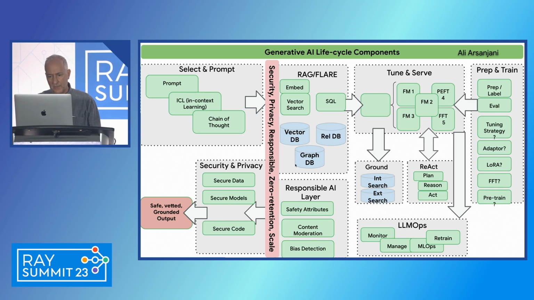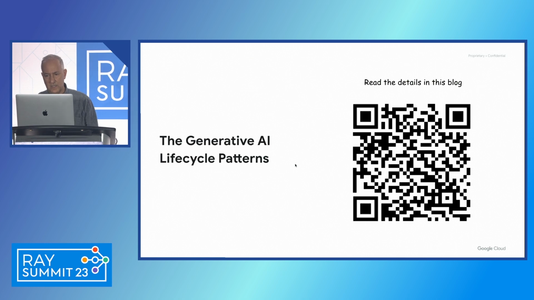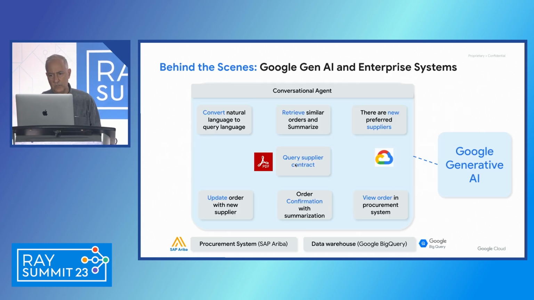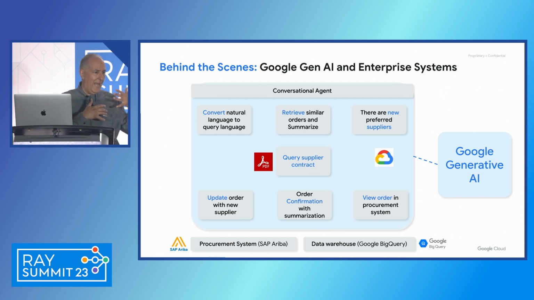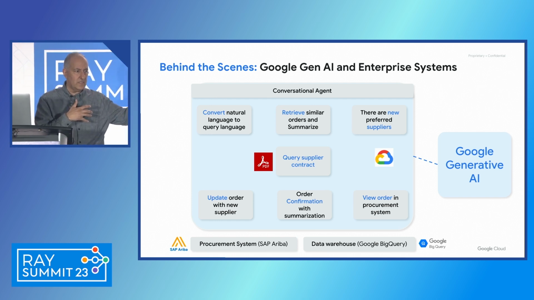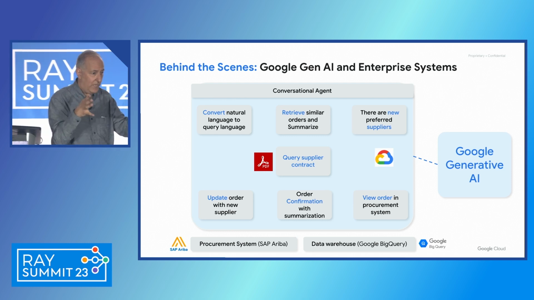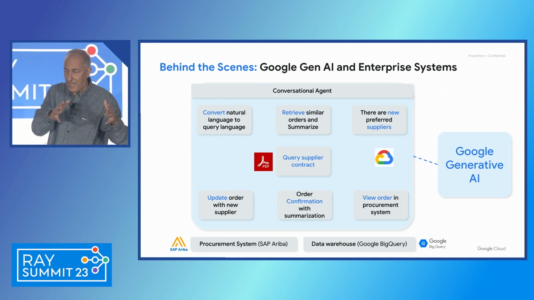So you can read all about this in this blog. No need to go into more detail. The other thing is this access to backend enterprise systems that's super important. You've got to be able to access these older enterprise systems. When you want to make a GenAI enterprise ready, there has to be an integration with these backend systems.